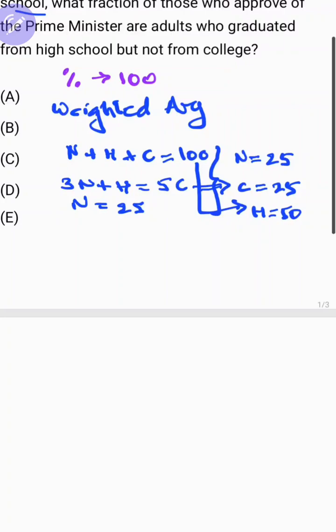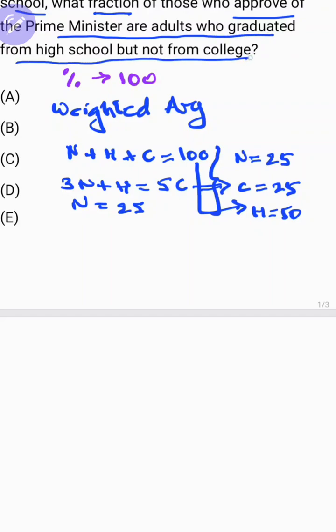But this is not the end of the question. We are asked the fraction of those who approve of the Prime Minister who are adults who graduated from high school but not from college. So basically we are asking H who approved upon total who approved. So let's work out the numbers. We have got N, C and H as 25, 25 and 50.